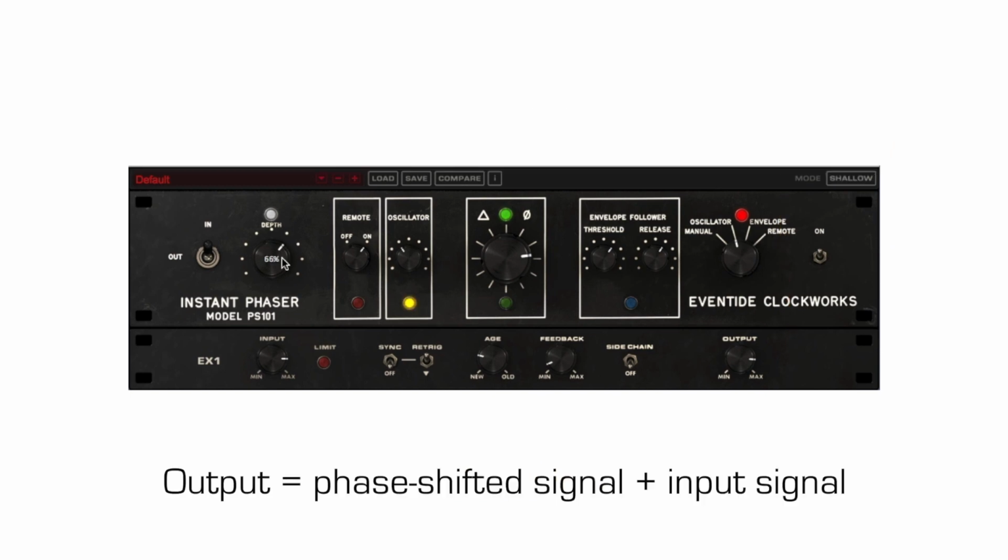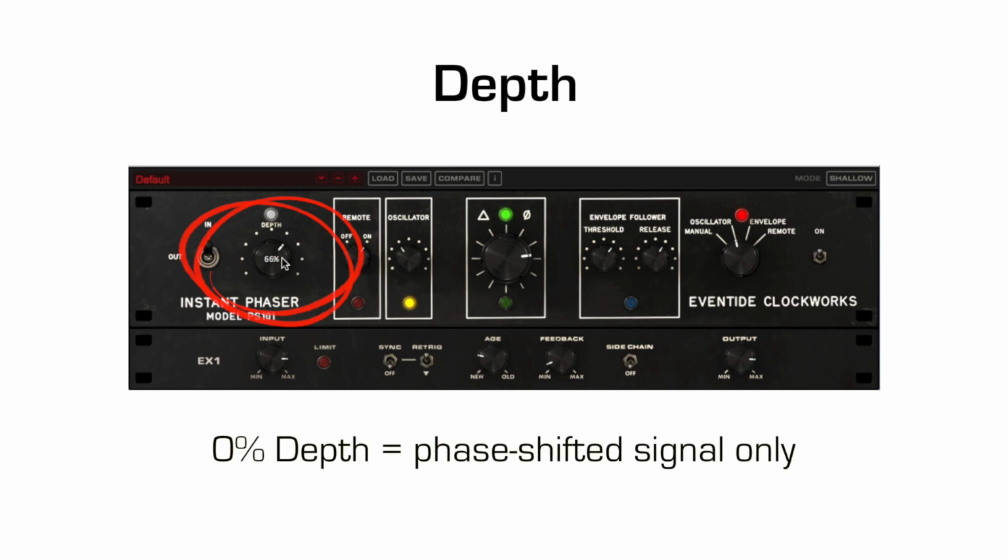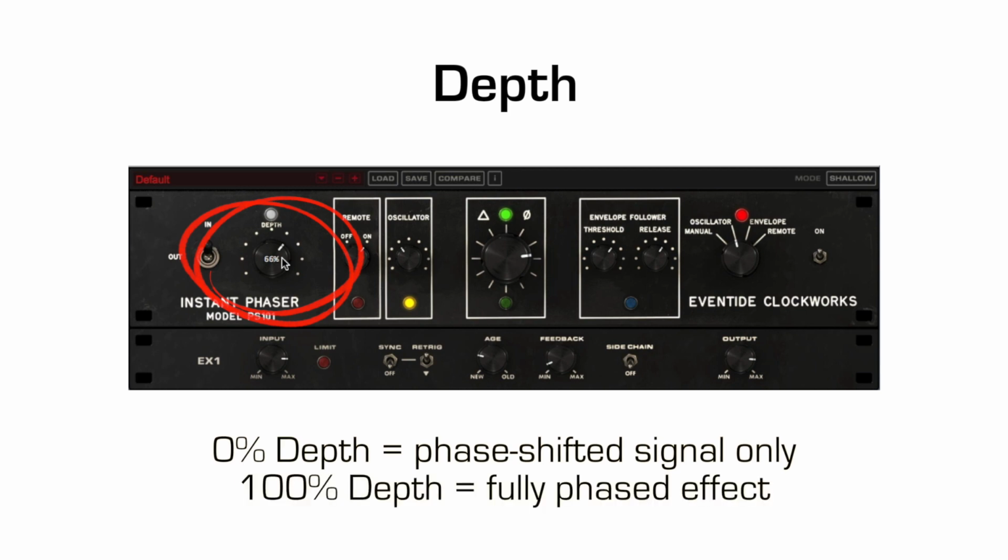The output of the phaser is a combination of the phase-shifted signal and the input signal. The depth knob controls the amount of the input signal. As the 2 signals are closer in amplitude, the notches in the output spectrum are deeper. At 0%, the output is solely the phase-shifted signal, and you will hear a slight detuning effect. At 100%, the output is the addition of the phase-shifted signal and the input.